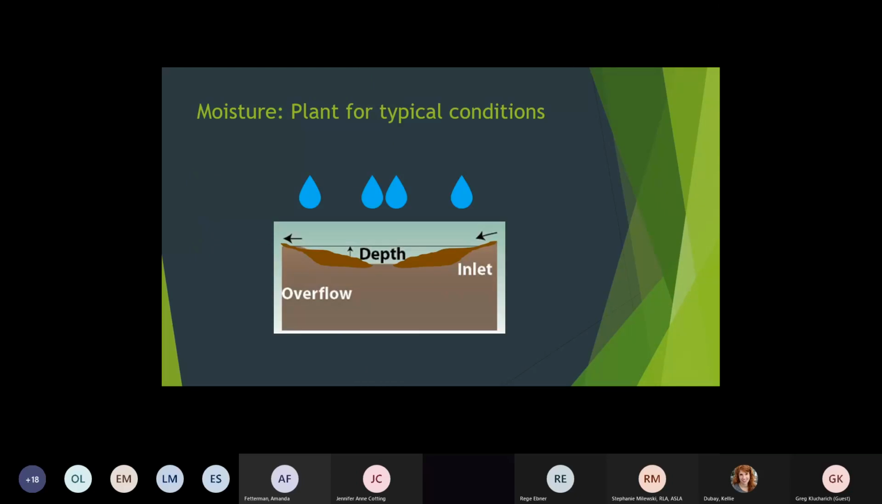This is just a slide to reiterate, you need to think about your typical conditions, not just rain event conditions. That said, the interior lowest part of the basin will have more moisture than the drier sides.